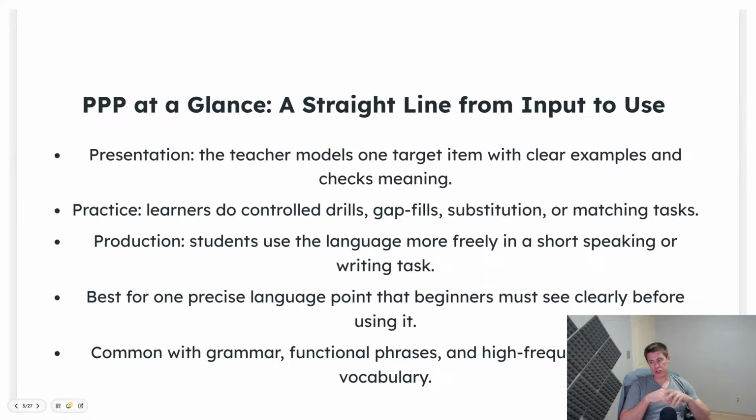And then the production is where the students use it more freely in a short speaking or writing task. Usually with a partner, they do a role play or a dialogue, or you can even do where they have to talk to multiple students in the classroom to do that. And then usually at the end, you play some kind of game or do an activity where they can practice again. So PPP is the best one for precise language points for beginners.